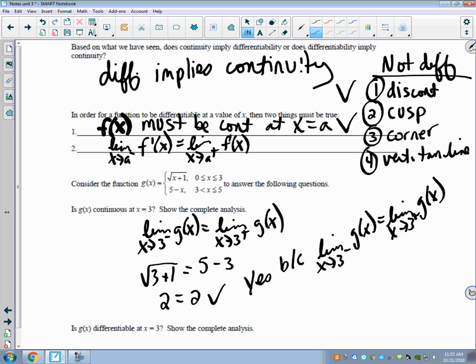And if you remember that whole definition of continuity, the limit exists, and g of 3 equals the limit as x approaches 3 of g of x. So it's defined, it equals 2, the limit exists, and the limit equals that. That's our 3-part definition.